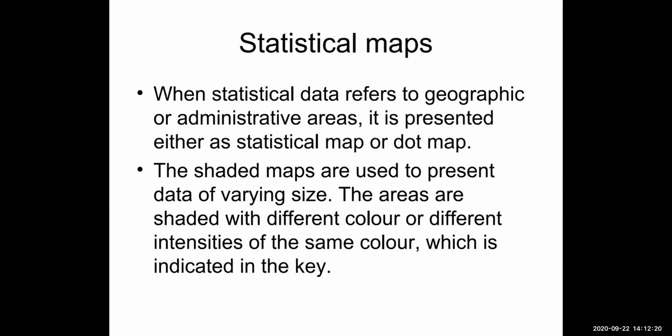Next we have statistical maps. When the statistical data refers to geographical or administrative areas, it is represented either as a statistical map or a dot map. The shaded maps are used to present data of varying size, and the areas are shaded with different colors or different intensities of the same color, which is indicated in the key.